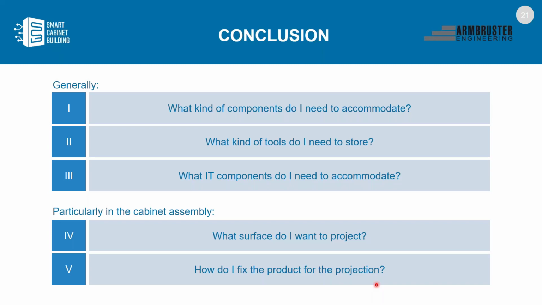So for the general workstations, these are the questions. What kind of components do I need to accommodate? What kind of tools do I need to store? And what IT components do I need to accommodate? For the cabinet assembly in particular, these would be the questions: what surface do I want to protect? And how do I fix the product for the projection?